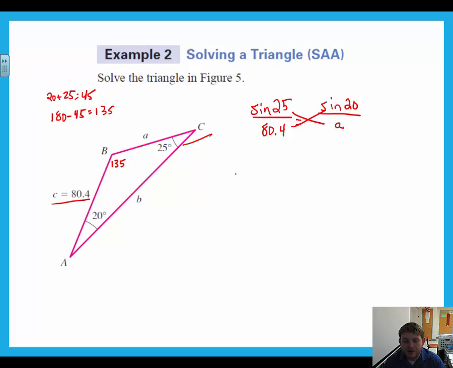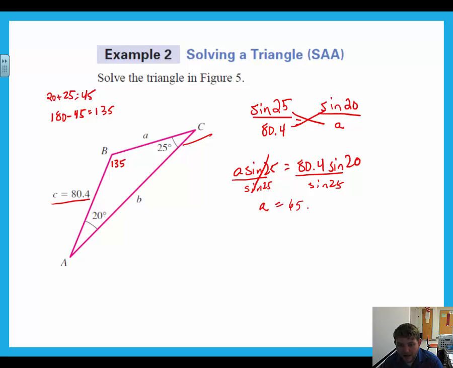Okay, now we're going to cross multiply to get A times sine 25 is equal to 80.4 sine of 20. And I can divide by sine 25 on both sides. Okay, once we do that, you're going to find out that A is equal to, because those cancel, 80.4 times sine of 20 divided by sine of 25, which is 65.07. So A is 65.07. That's part A, I guess.